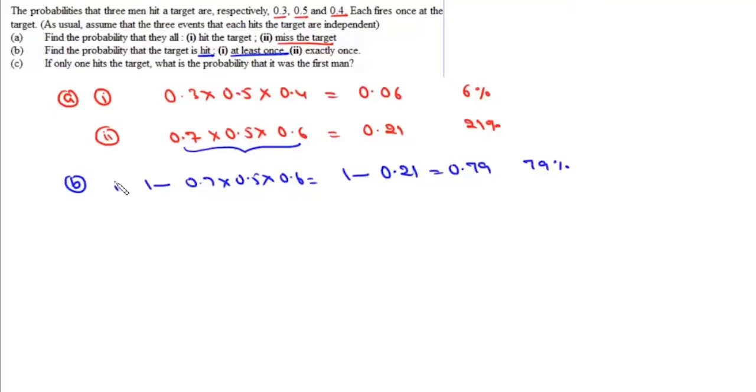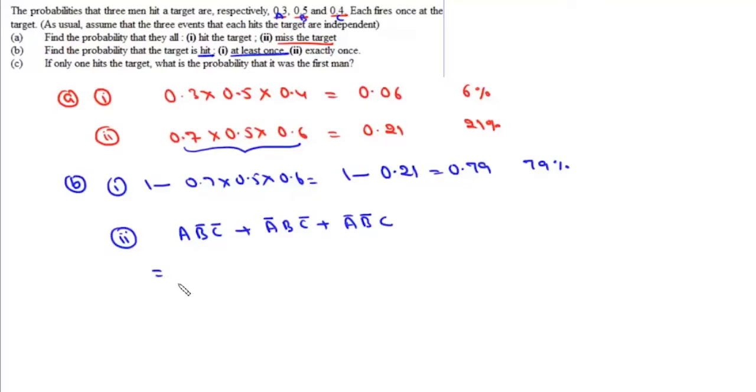So this is B1. Now B2 is exactly once. Now for exactly once, we have 3 cases, and let us say these 3 people are A, B and C. Now this first case, when A hits the target but B and C fail to hit it. Second case, when A could not, B hit the target and C did not. And then this third case where A and B miss the target and C hits the target.